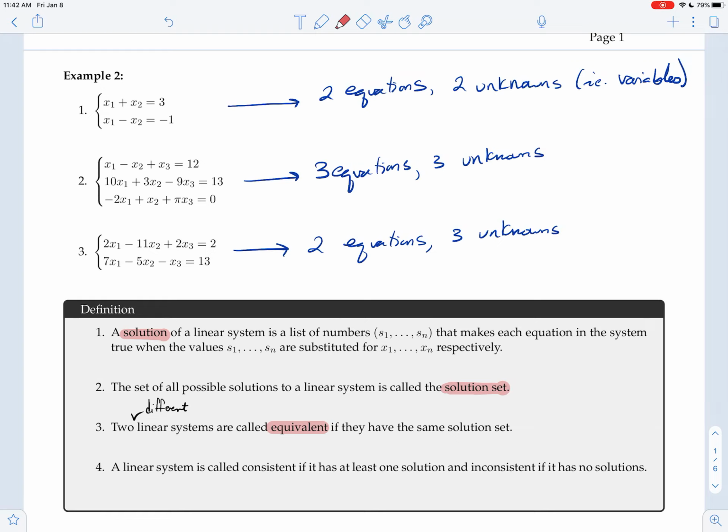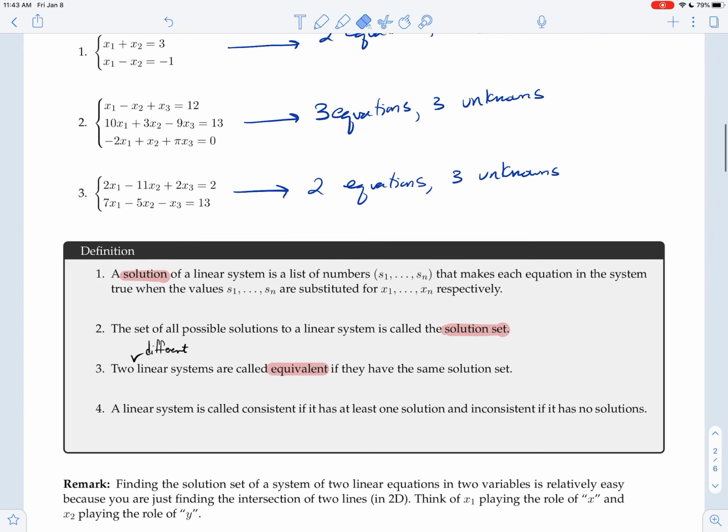So, for example, let's say that our solution set to a system of equations is (1, 2). So we have two variables, and the first variable needs to be 1, the second needs to be 2, and that's the only solution. Then any two systems of equations with that as their solution, I don't care what the equations look like, they're equivalent if they both have that as their solution set. We'll see more examples soon, so I'll say no more.